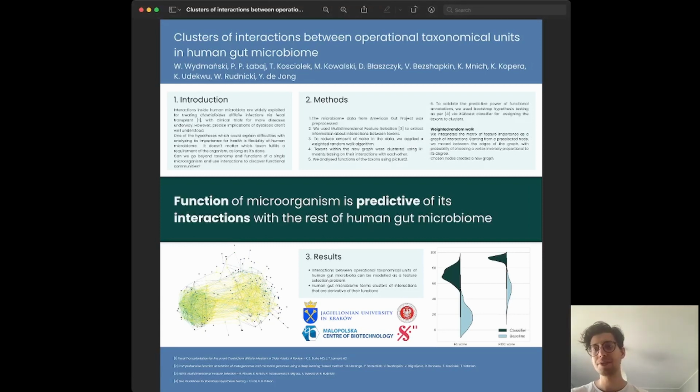Hello, and welcome to our poster about clusters of interactions between operational taxonomical units in human gut microbiome.